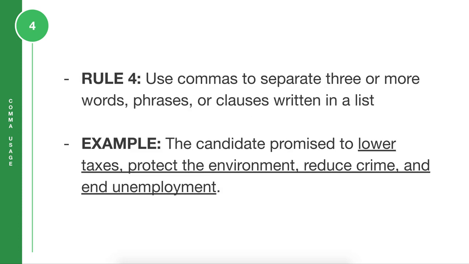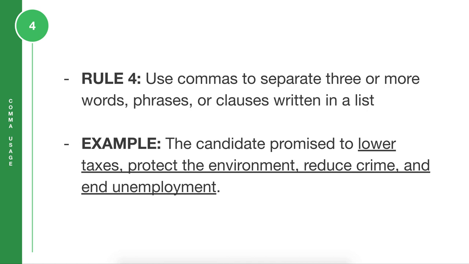Rule number 4. Use commas to separate 3 or more words, phrases, or clauses written in a list. So whenever you write a list, you are going to put commas between the items. Here's our example. The candidate promised to lower taxes, comma, protect the environment, comma, reduce crime, comma, and end unemployment. Notice that there is a comma between all of those. Now, this brings up a really important point.